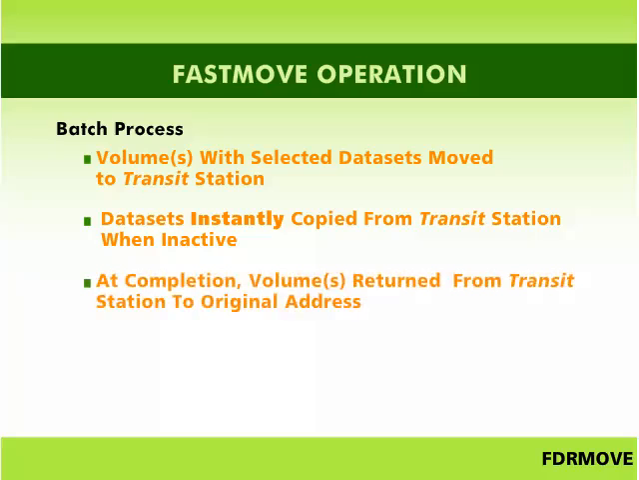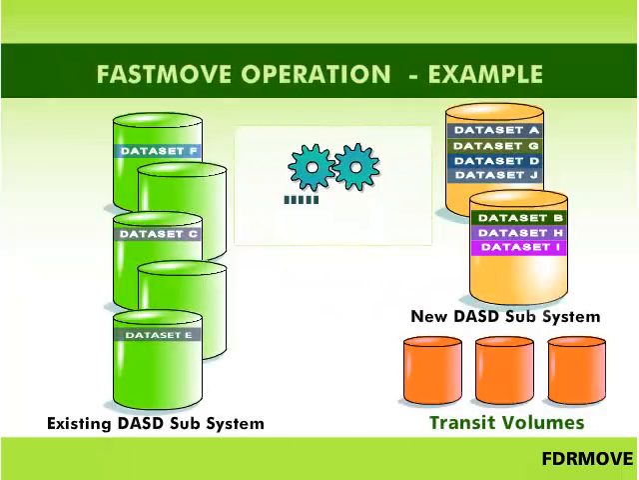FDRMOVE handles the recataloguing of the datasets, and on completion of the moves, the volumes moved to the transit station are automatically returned to their original addresses. The following example displays the various stages a FASTMOVE goes through to complete a dataset move.